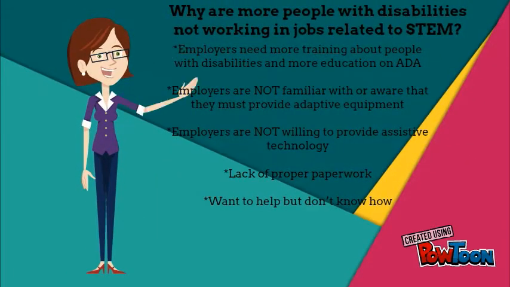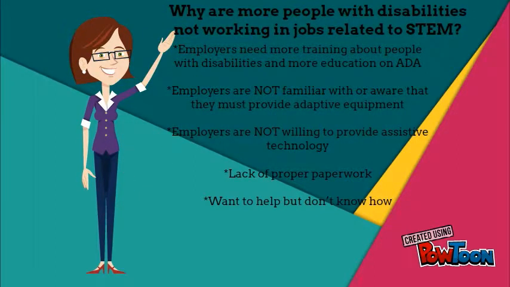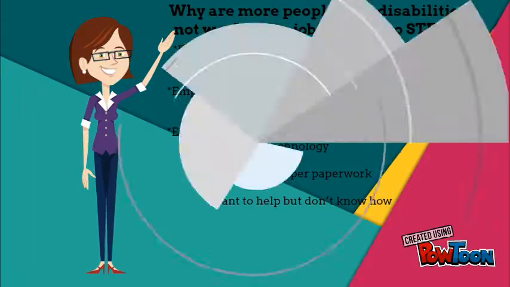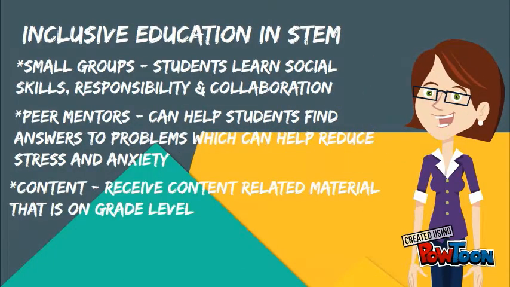Why are more people with disabilities not working in jobs related to STEM? According to my research, employers need more training about people with disabilities and education on ADA. Employers are not familiar with or aware that they must provide adaptive equipment or are not willing to provide assistive technology. They lack the proper paperwork. They're willing to help, but they don't know how.